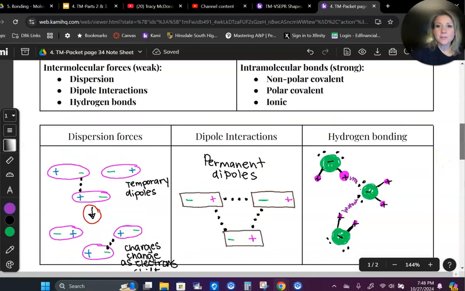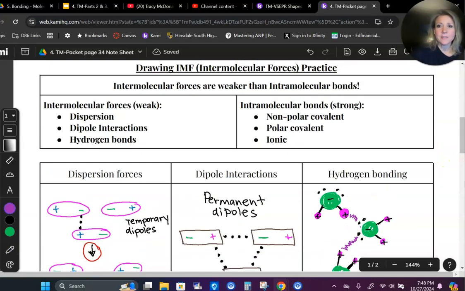Hello, chemistry students. This is some practice on drawing IMFs or intermolecular forces. And just remember that intermolecular forces are on the outside of molecules. And when we're talking about intermolecular forces, we're talking about dispersion forces, dipole interactions, and hydrogen bonds. They are weaker than the intramolecular bonds.